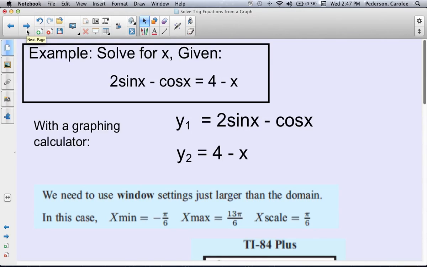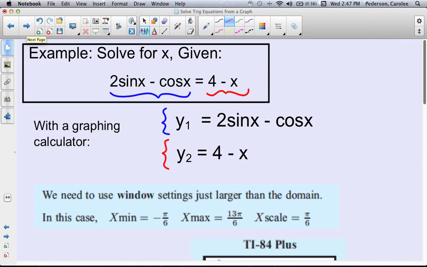Go ahead and write down this problem. What we want to do is find out what x can be. So the left-hand side of your equation is going to be your first equation in your graphing calculator. Then the right-hand side of the equation is going to be your second equation in your graphing calculator. So go ahead and write those pieces down. Make sure you push pause.